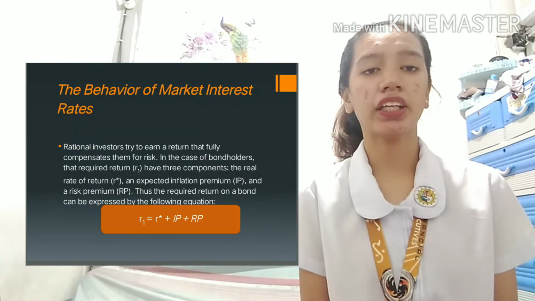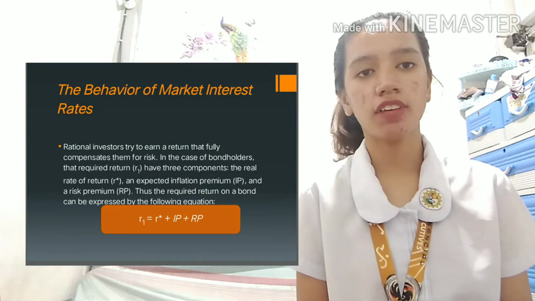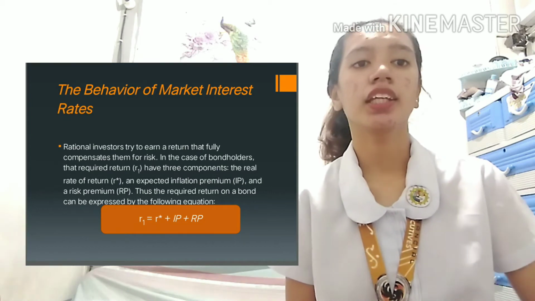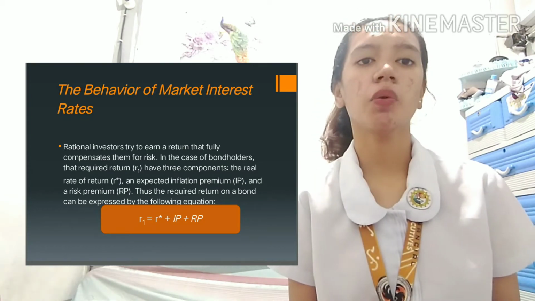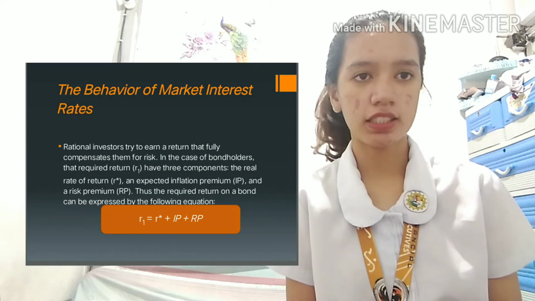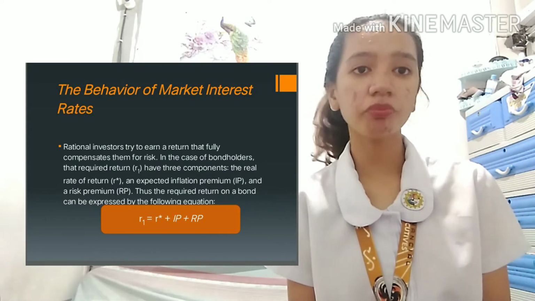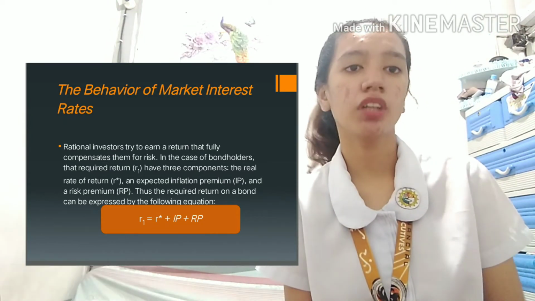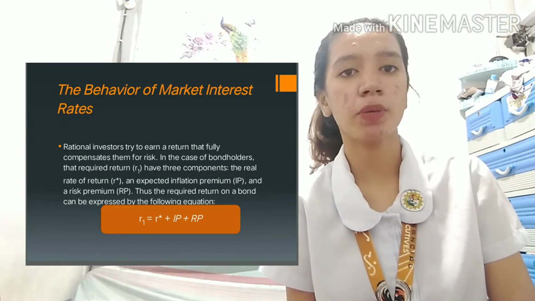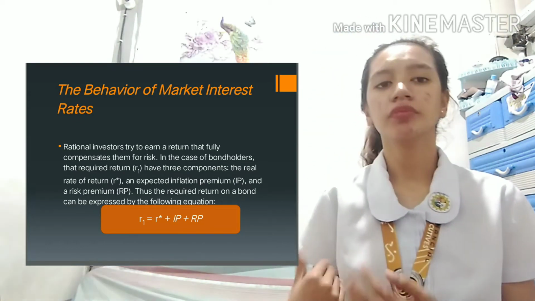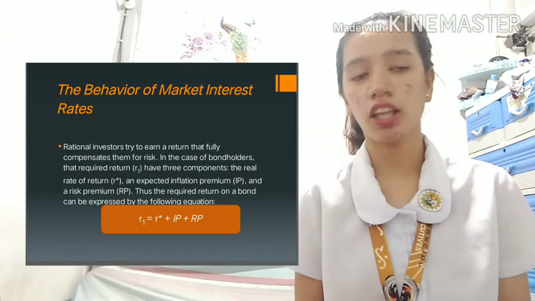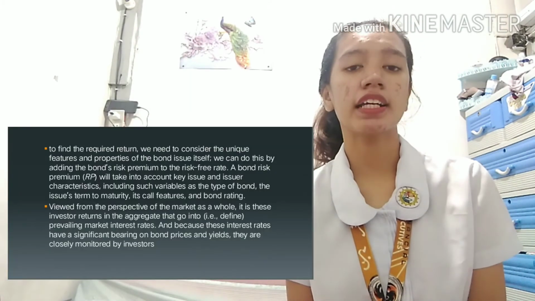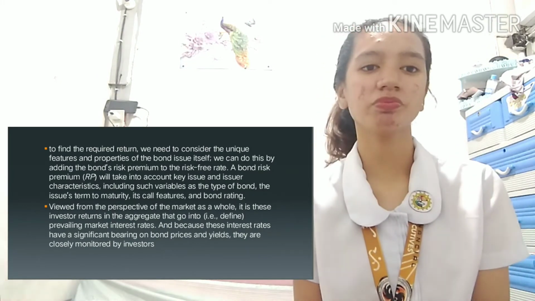The behavior of market interest rates. Rational investors try to earn a return that fully compensates them for risk. In the case of bondholders, that required return has three components: the real rate of return, an expected inflation premium, and a risk premium. Thus, the required return on a bond can be expressed by the following equation. Ito yung equation 11.1.